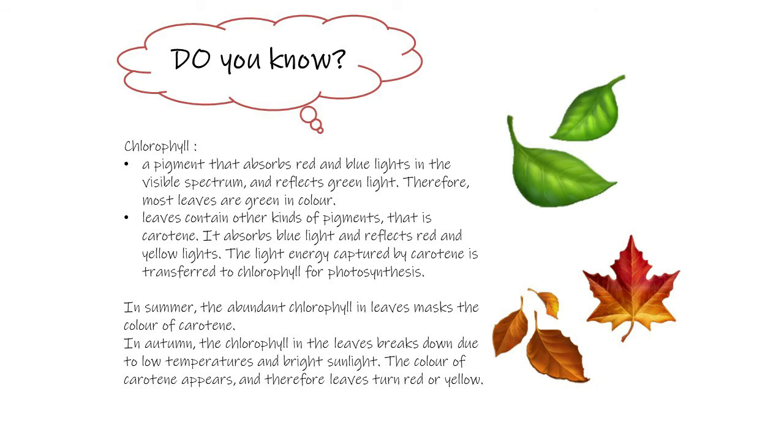The light energy captured by carotene is transferred to the chlorophyll for photosynthesis. In summer, the abundant chlorophyll in leaves masks the color of carotene. In autumn, the chlorophyll in the leaves breaks down due to low temperatures and bright sunlight. The color of carotene appears, and therefore leaves turn red or yellow.